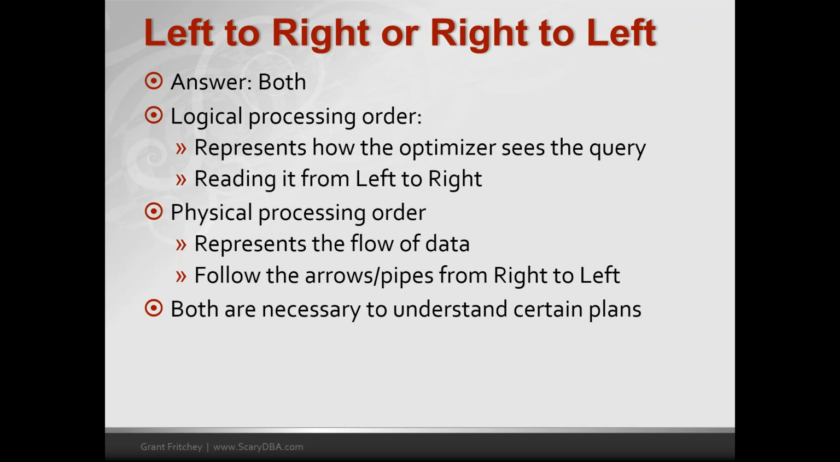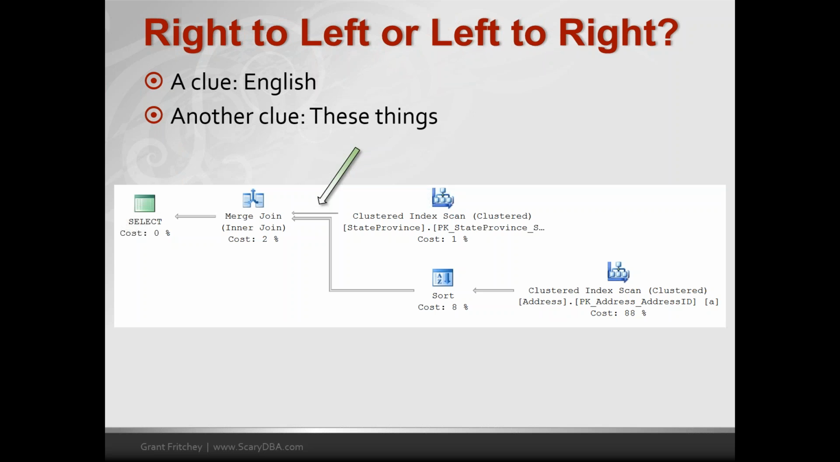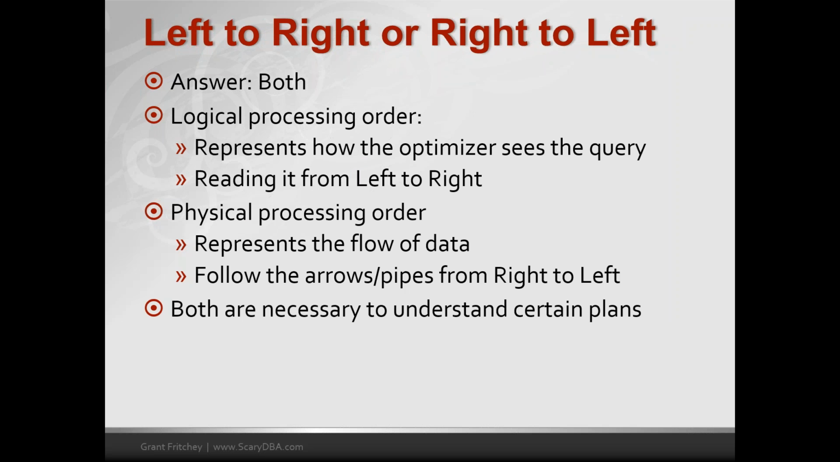Both are correct. The left to right represents the logical processing order. That is absolutely the way that was intended to be read. There is a select, let's go back over to here, this query. There is a select statement. It is retrieving information from a merge join. The merge join is pulling information from a clustered index scan and a sort operation. Just so happens the sort operation is pulling information from another clustered index scan. And that's the logical processing order left to right.